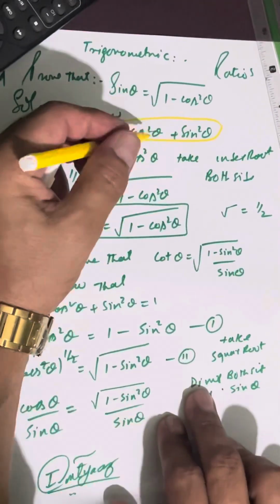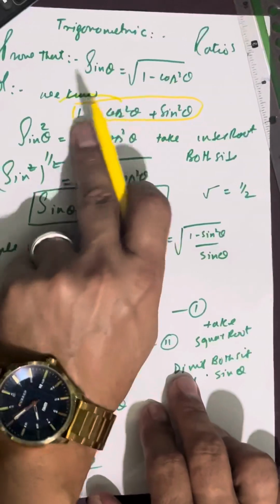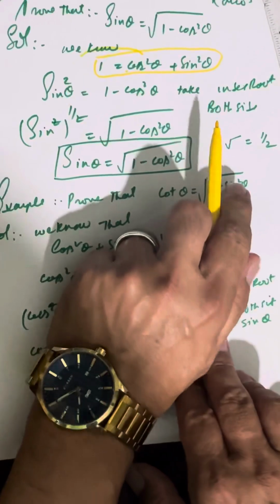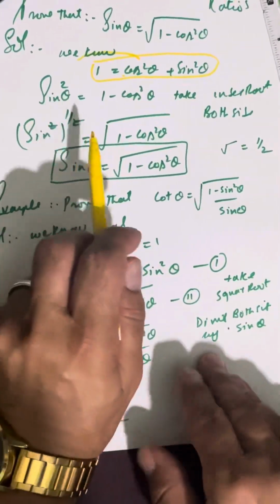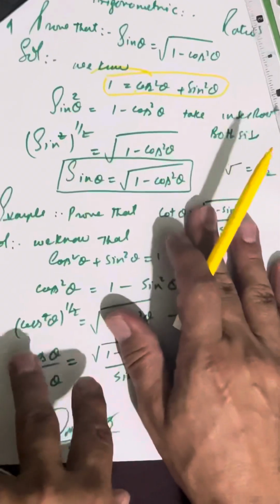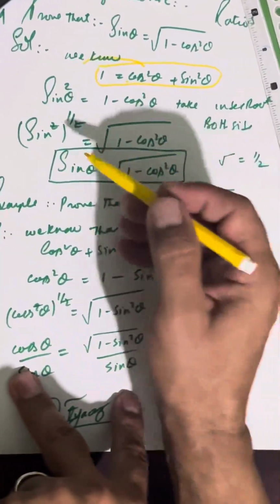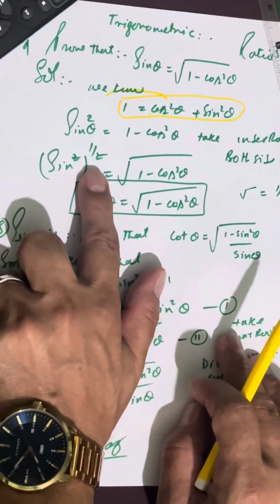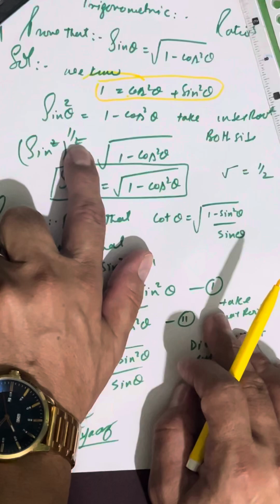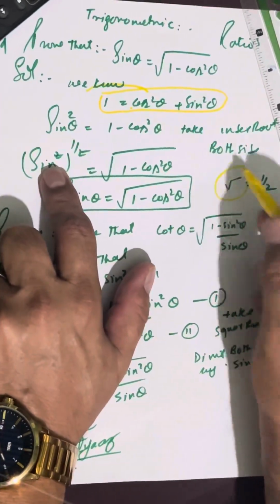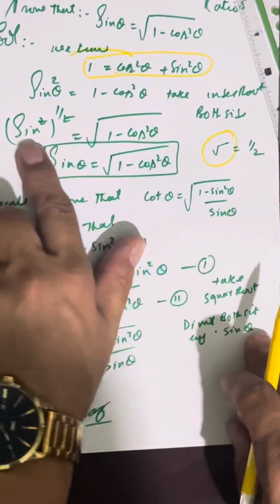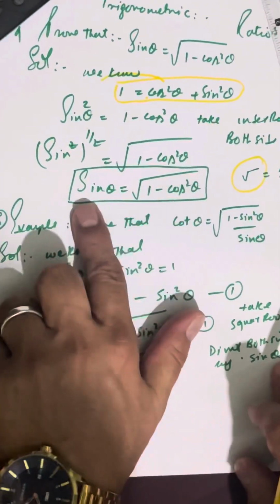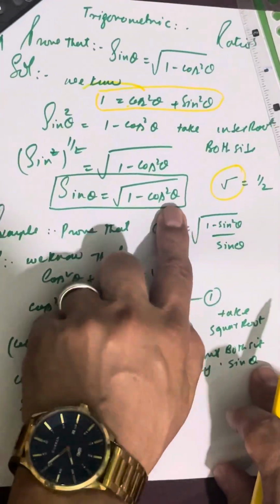You just bring cos square theta to this side and the sign will be minus. Then take the square root on both sides in the next equation, because this is sine square theta equals 1 minus cos square theta. When you take the square root, sine square theta to the power 1 by 2 gives sine theta, and this is the square root of 1 minus cos square theta. So we got sine theta equal to the square root of 1 minus cos square theta.